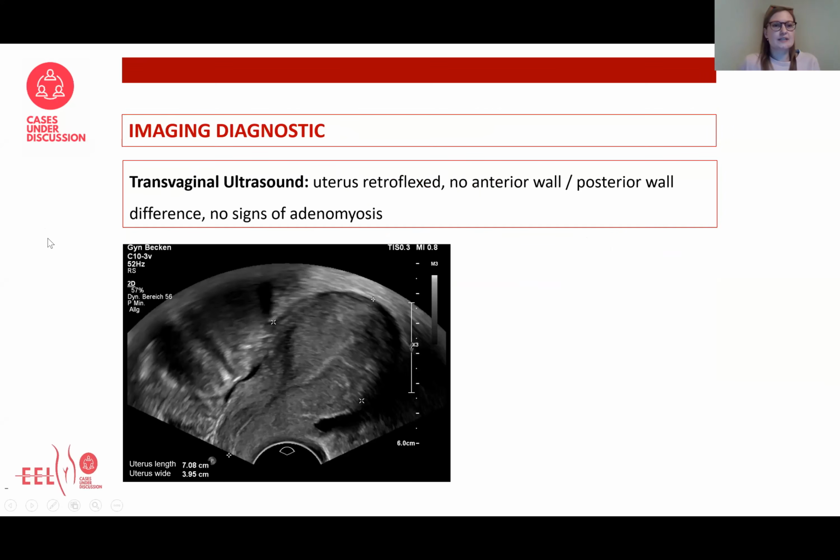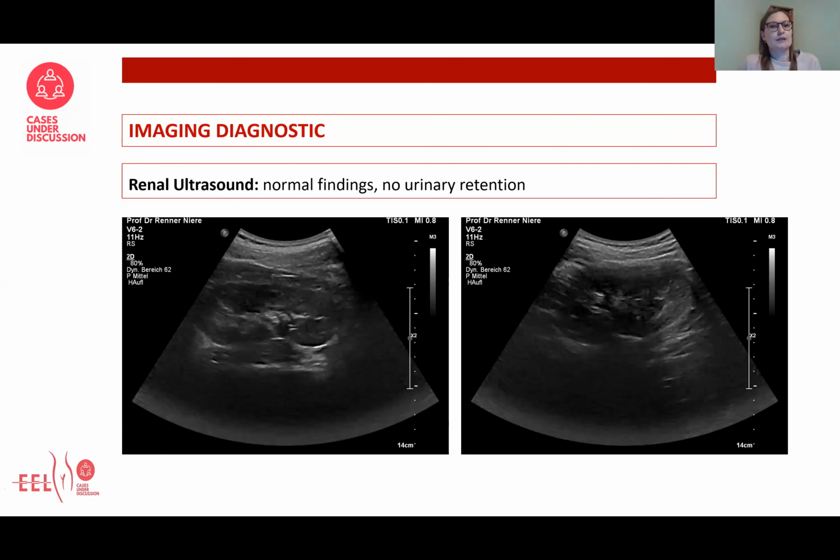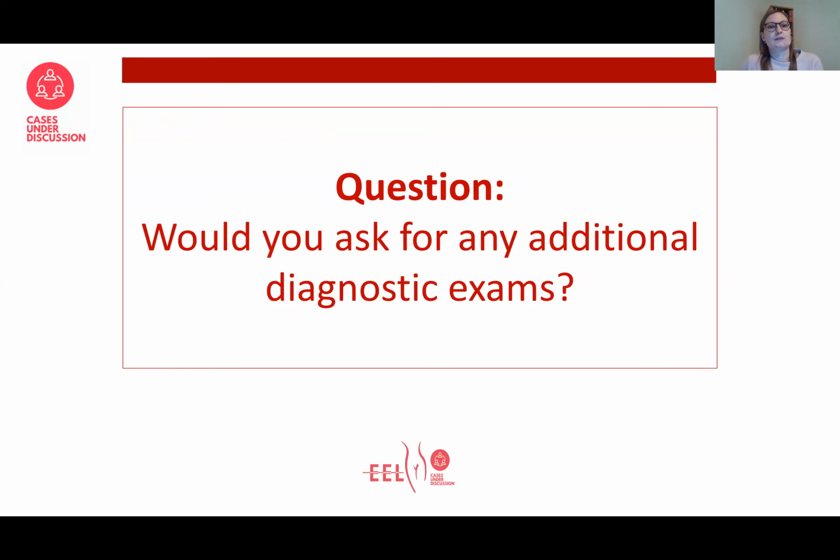So we did the ultrasound. The transvaginal ultrasound shows a retroflected uterus. There were no signs of adenomyosis. And the ovaries were both of normal size with normal findings. And we did a renal ultrasound also with normal findings, without hydronephrosis. Would you ask for any additional diagnostic exams in this case?